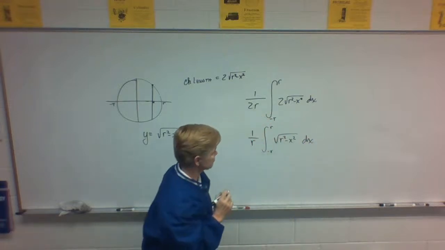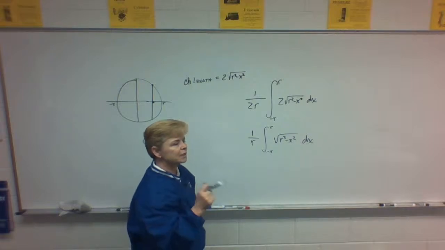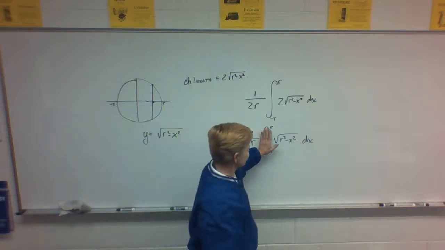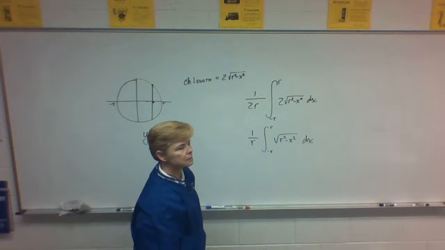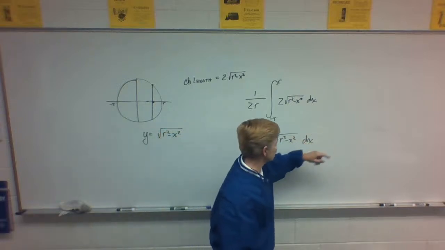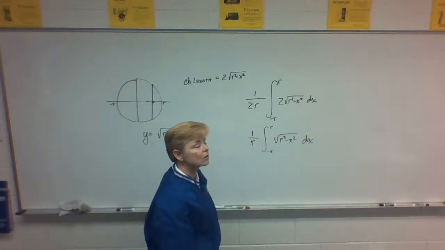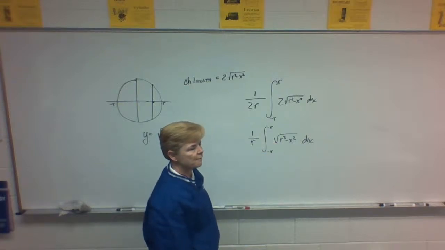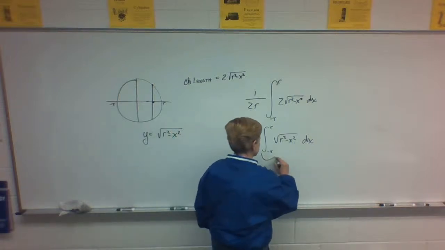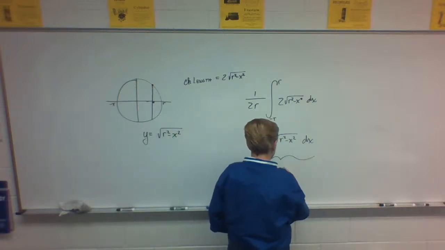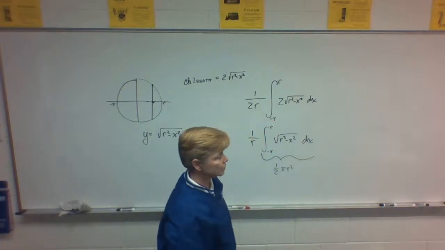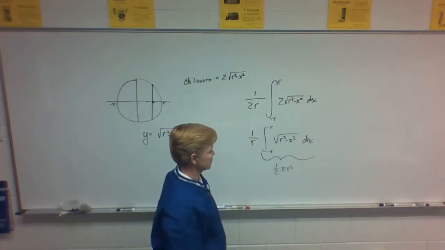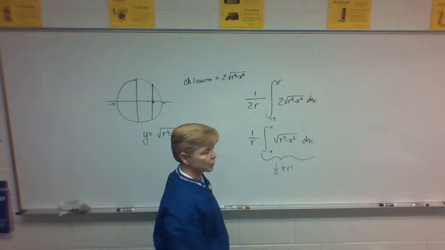What? Now, based on what you did yesterday, what is this? What is the area underneath the curve of the top half of the circle? That's what that's saying. It's the top half of a circle, radius r. What is its area? One half pi r squared? Yes. It's the top half of a circle of radius r.